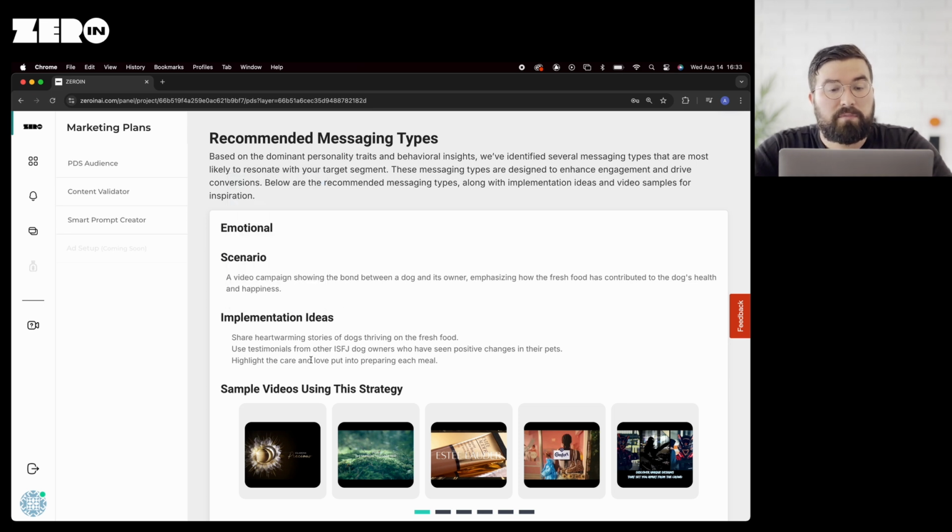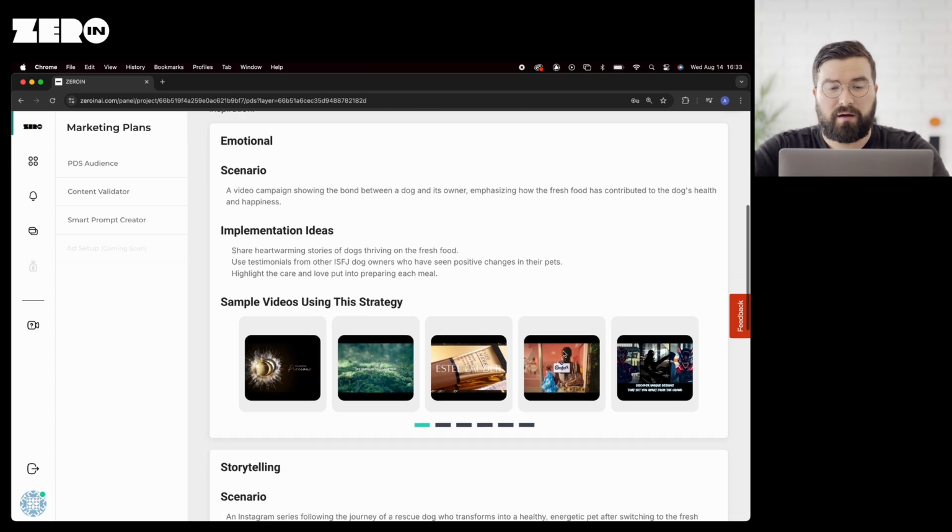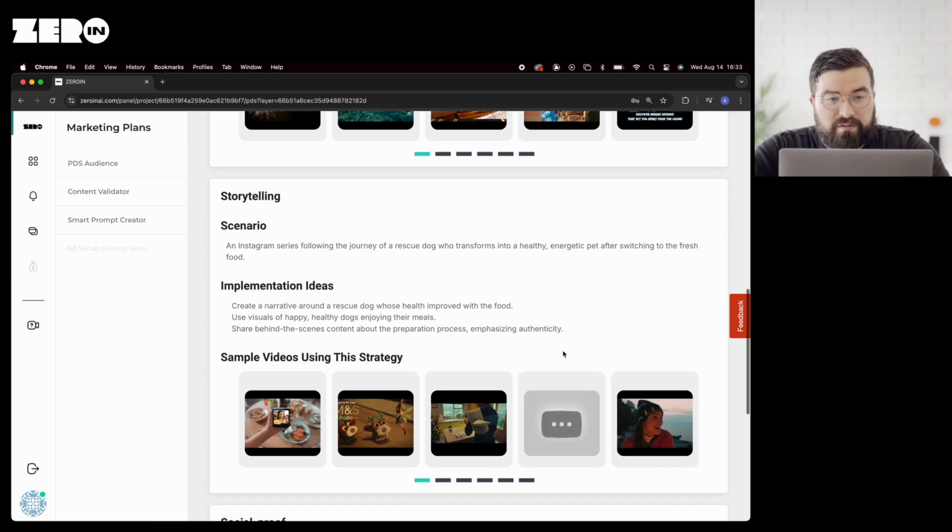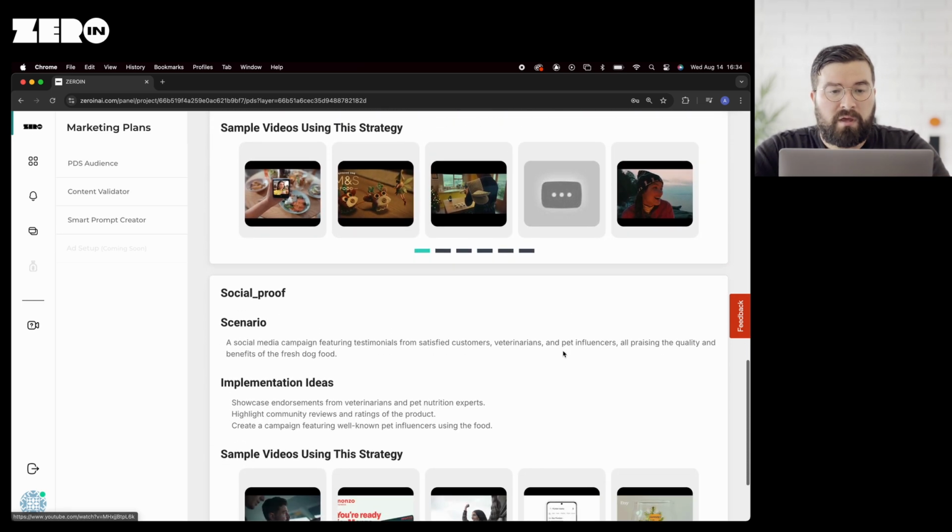And then it's going to give you some implementation ideas here. So share some heartwarming stories of dogs thriving on fresh food. Use testimonials from other ISFJ dog owners who have seen positive changes in their pet. So it's identifying, look for this personality type to be someone who's going to give that testimonial, because that's someone who's going to fit so squarely within what you're trying to convey to this audience. Storytelling is another messaging strategy that works well. Social proof.